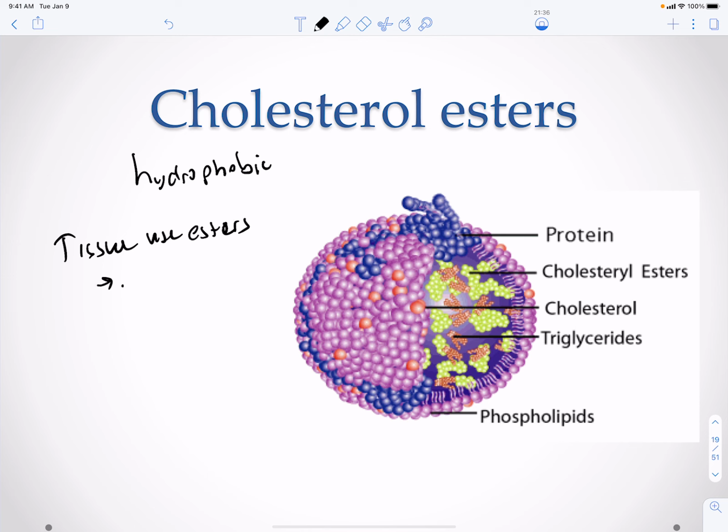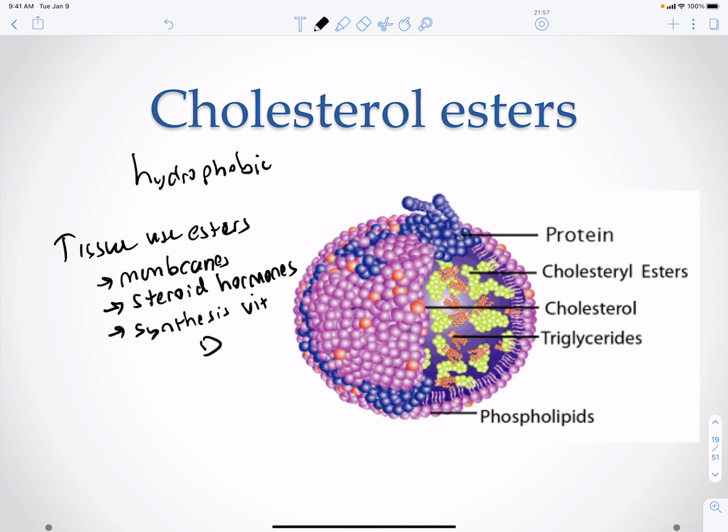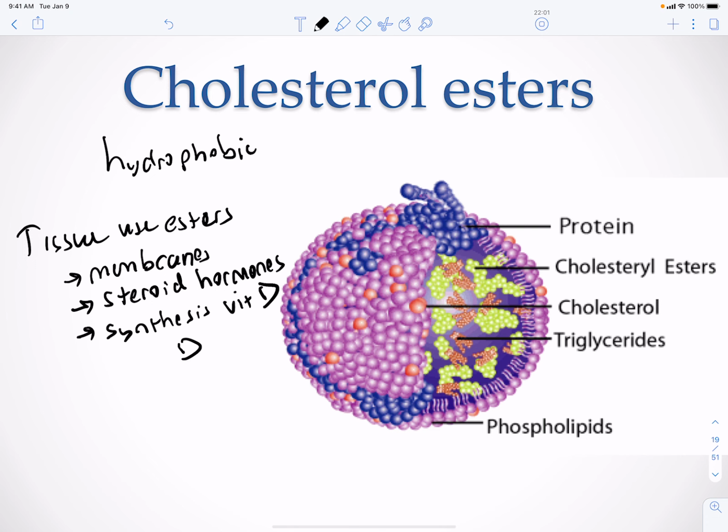They can use them for their membranes, to make steroid hormones, if that is their job. It also can be used for the synthesis of vitamin D. And then esters also can be stored in the liver.